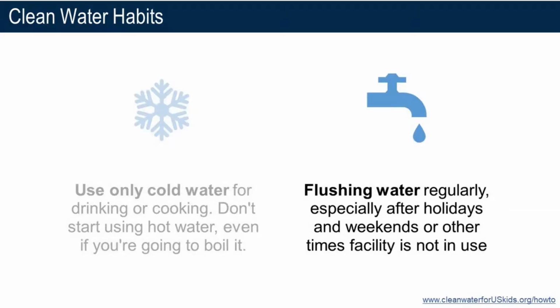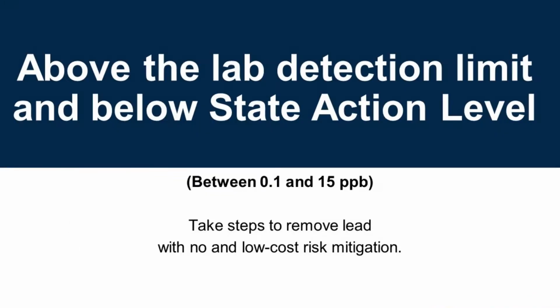Another thing to make sure that you do is after holidays or weekends or other times when the child care center is not in use, you can flush water, for example, in the kitchen sink for several minutes, and that would help clear the pipes and put new fresh water into the center. Next, we'll walk you through what your results mean when they're above the lab detection limit and below the state action level, and the steps you can take to remove lead from drinking water.